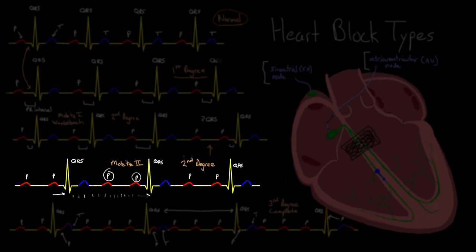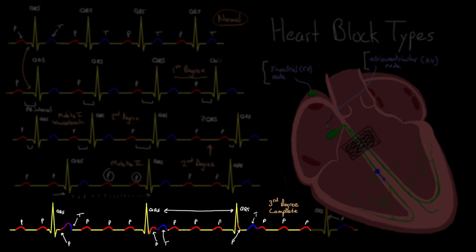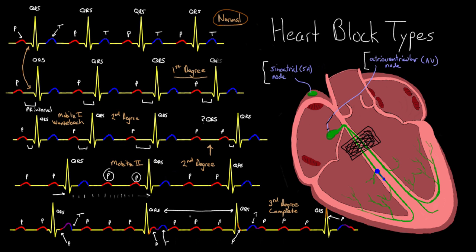A second degree block, or Mobitz type 2, where it takes too long for the lower electrical pathways to reset themselves, and you have multiple P waves for each QRS complex. And then we have a complete block, or a third degree block, where there's no association between the P waves and the QRS complexes whatsoever.